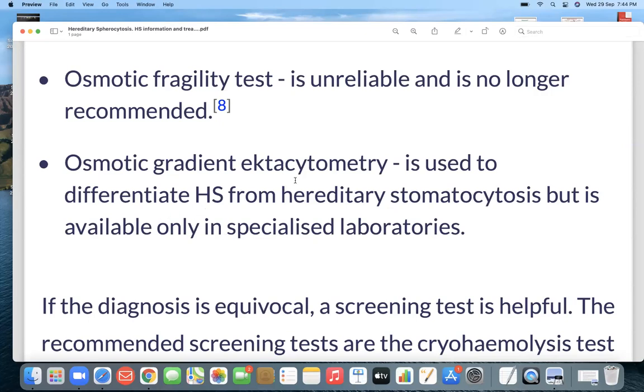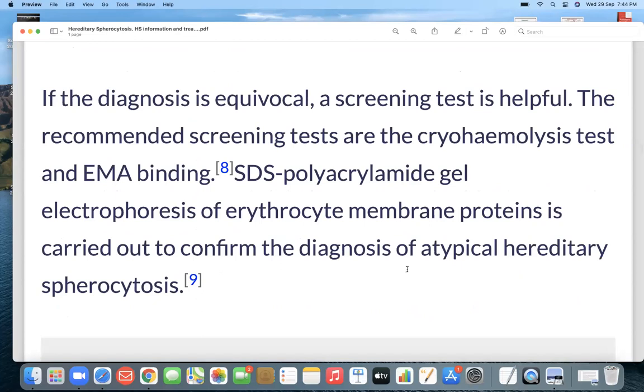Osmotic gradient ektacytometry is used to differentiate HS from hereditary stomatocytosis, but it is available only in special centers. I don't think we have to mention this. It's not needed for us, right? So we will go for others.